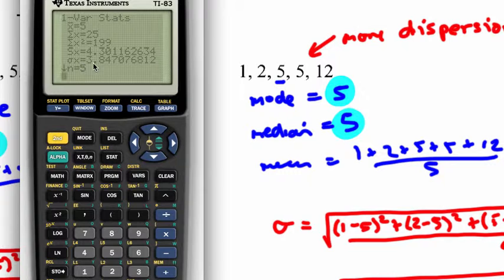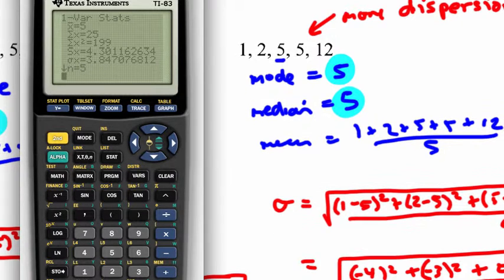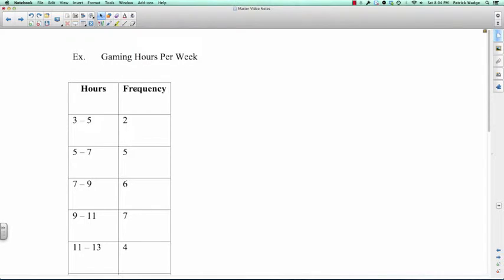We got standard deviation is 3.847. 3.85, yep, if you round, that's what it equals. N is 5. Yes, there's 5 data points. Keep going down. Minimum one is 1. Yep, that is the smallest one. The median is 5. Yes, that's what we found. And the maximum is 12, and that's what we found. That's how it works.